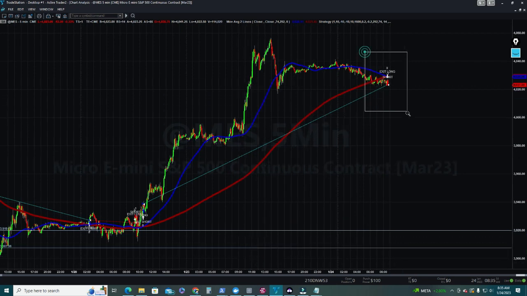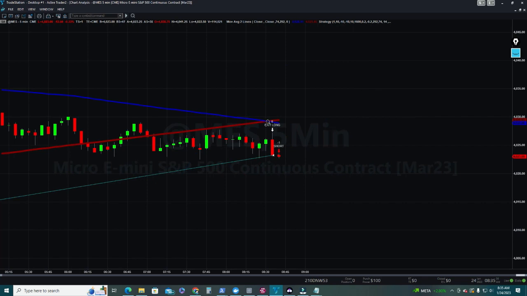Let's zoom in here to see exactly how it happened. All right, it seems that it crossed over actually on this bar. And at the close of that bar, that's when it triggered the exit of the long position, right?